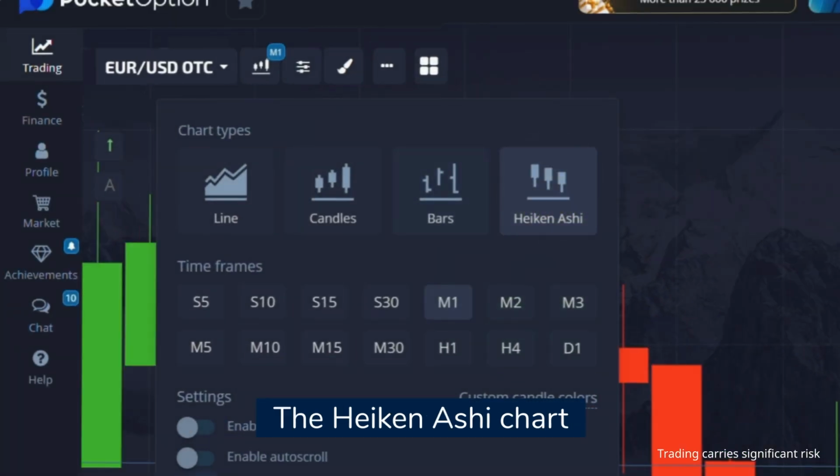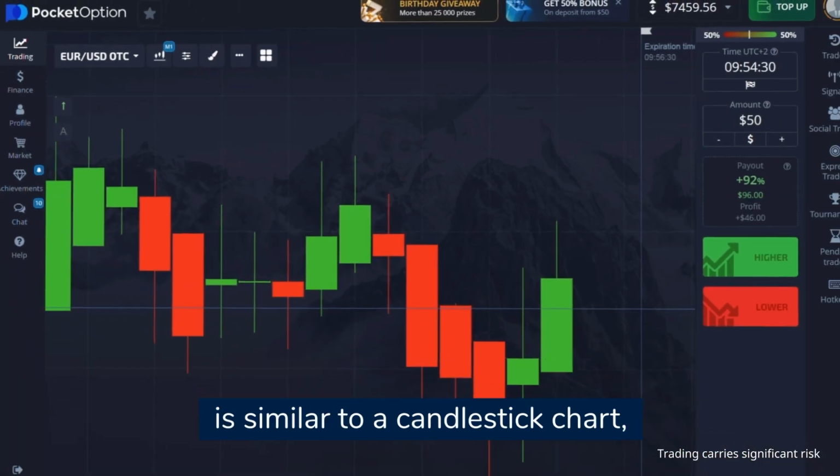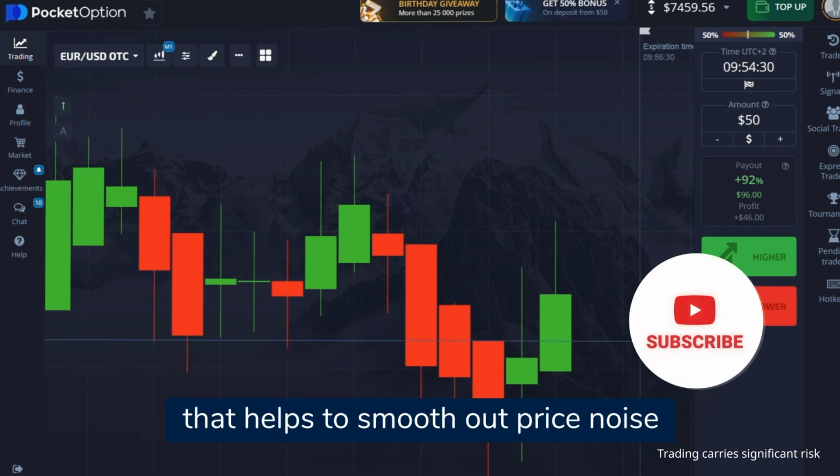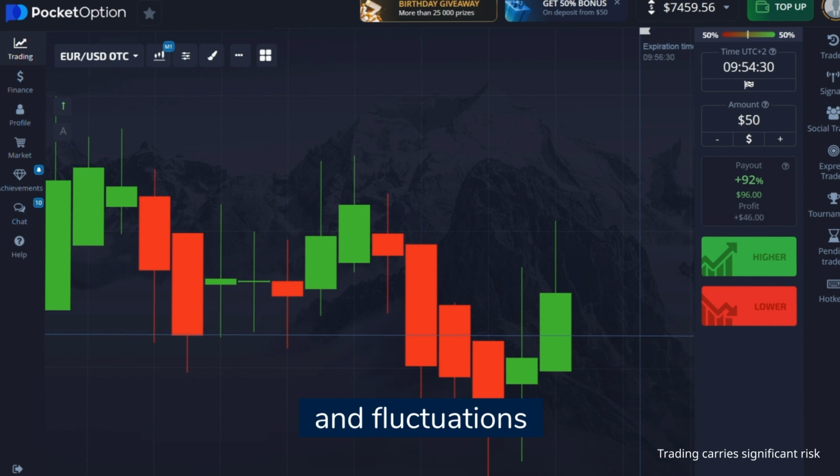The Heiken Ashi chart is similar to a candlestick chart, but its candles are generated using a formula that helps to smooth out price noise and fluctuations.